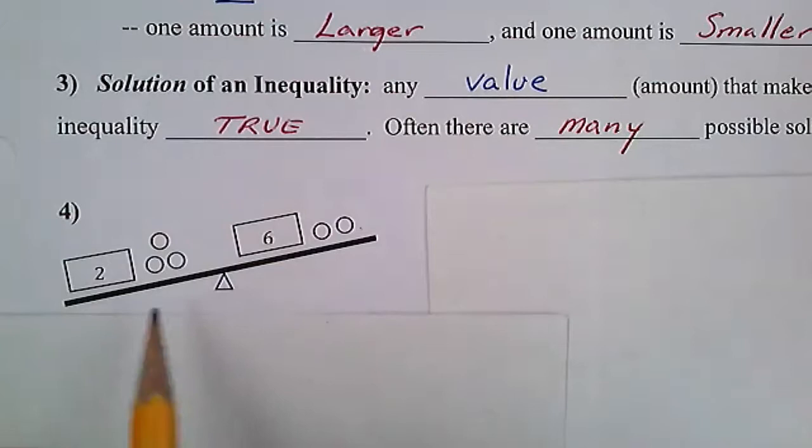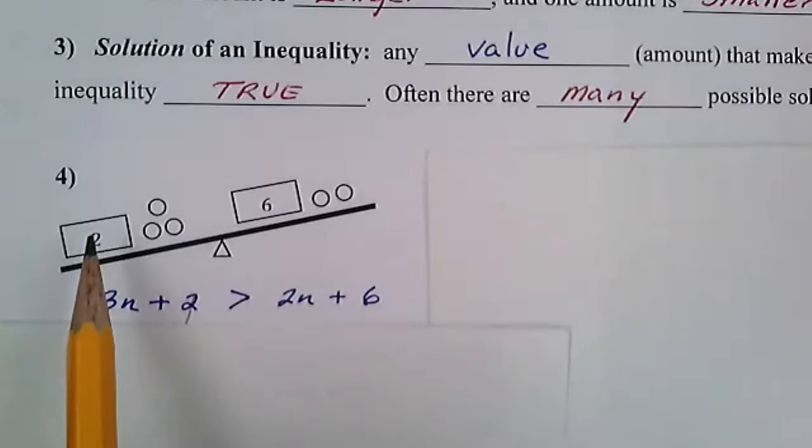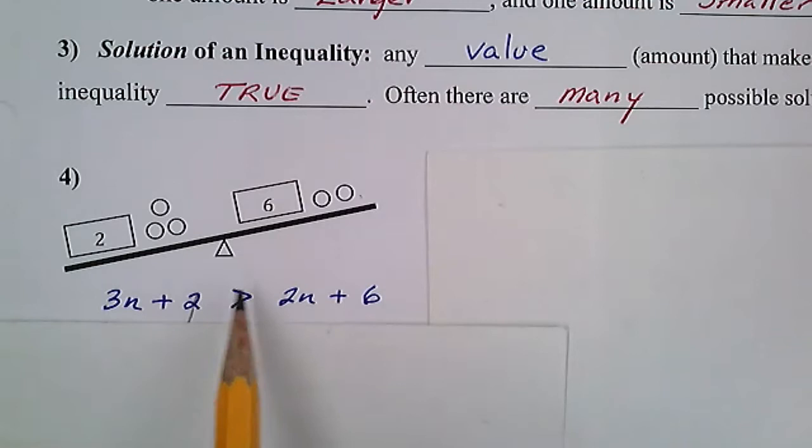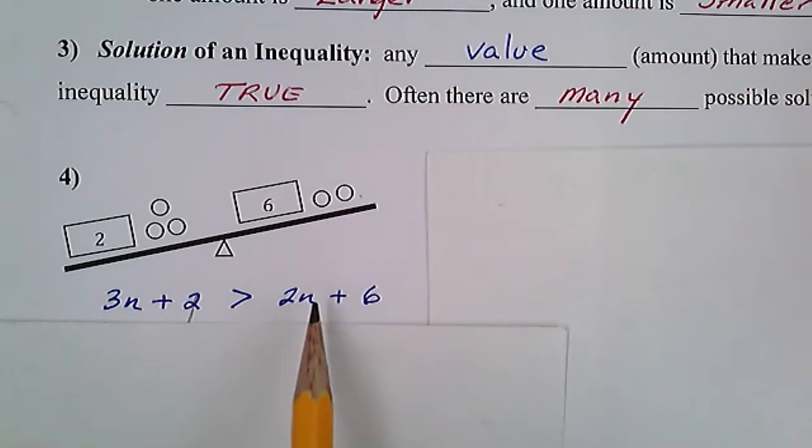Now let's go ahead and write this algebraically. We've got 3 nuggets and 2 pounds of weight. We know that this side is greater than the other, because it's heavier. The balance scale is tilted down, so we know this side is heavier. And then over here we have 2 nuggets and 6 pounds.